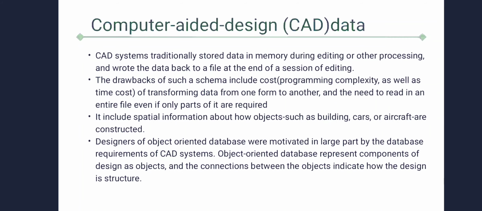There are two types of spatial data. The first is computer aided design, CAD data. The computer aided design system traditionally stores data in memory during editing or other processing and writes the data back to the file at the end of the session of editing. Means whatever data you are processing, whatever you are doing, like clicking multiple photos with your camera, that data will not be stored one by one, it will be stored at the end of the session after clicking all the photos. That is known as CAD.